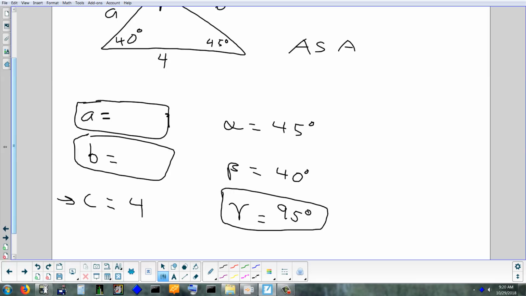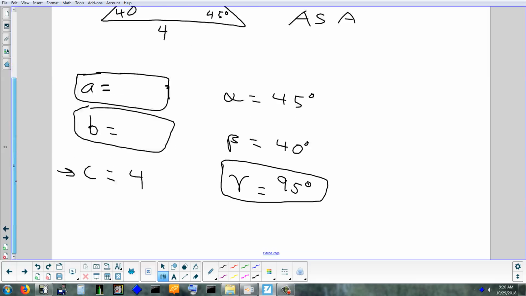The only kind of quick visual checks I can do in my head is alpha and beta are pretty close. So A and B are going to be pretty close. But which side is going to be a little bigger? A. A should be a little bit bigger than B. Okay, not a lot, but a little bit. Now, which angle or which side we find first doesn't matter. So let's find A.